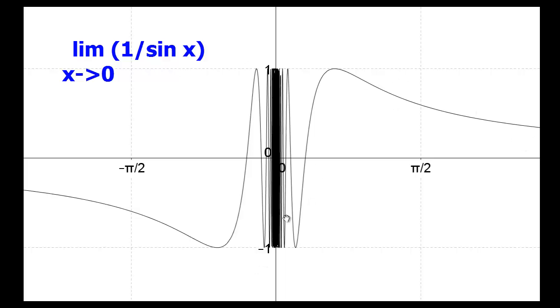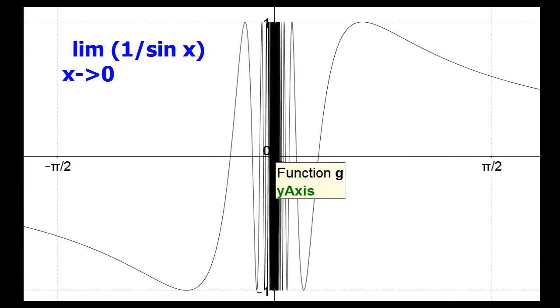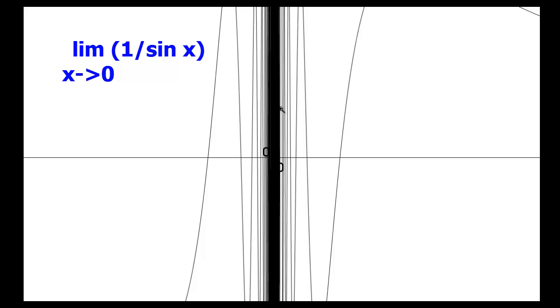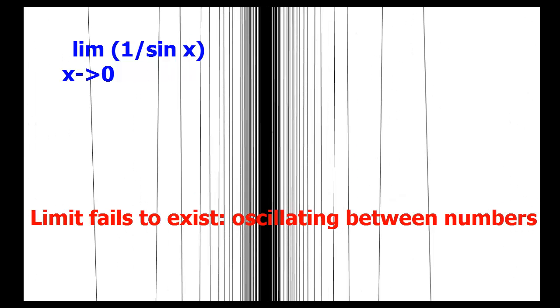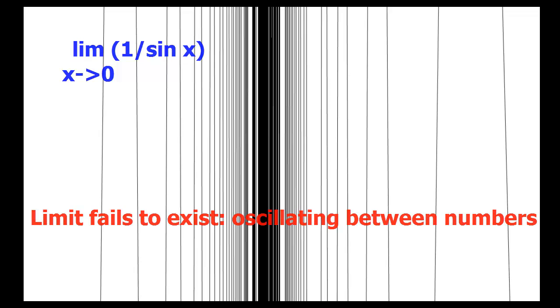And as we approach 0 from the right-hand side, we see the same blur. So let's zoom in and see if we can get a better picture of what's going on. So when we zoom in, we still see the same blur. And we see it over and over again. Just more of a blur. And what's happening is it's oscillating between two numbers.